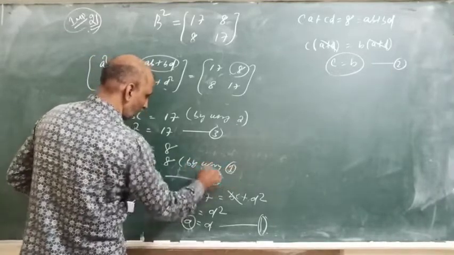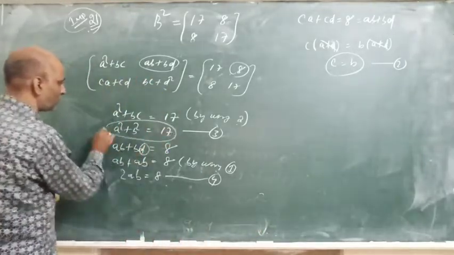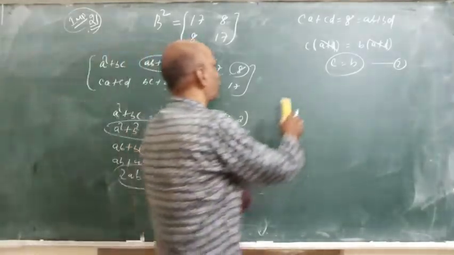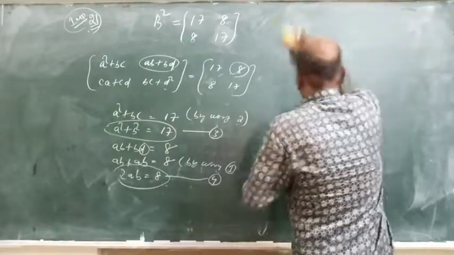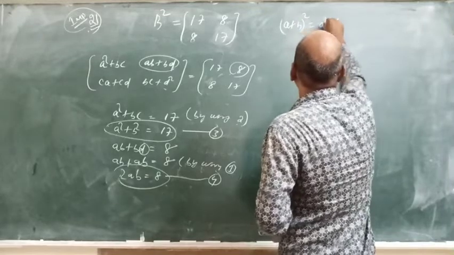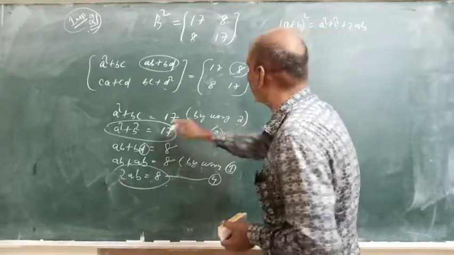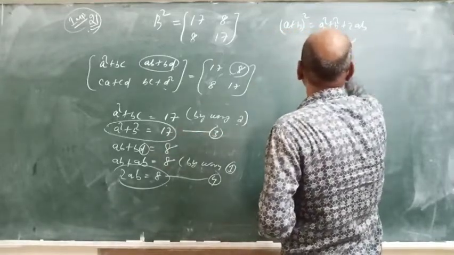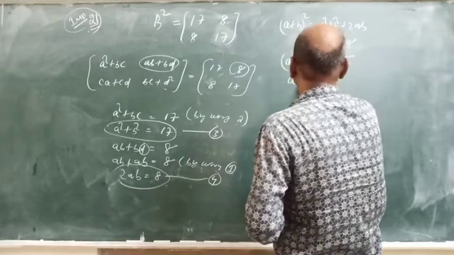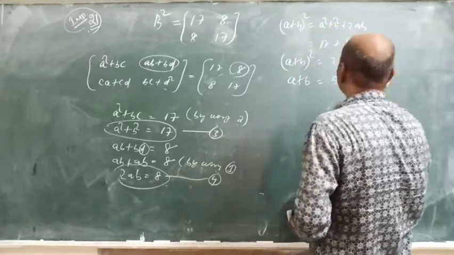Okay, now what are we getting? a square plus b square is equal to 17, and 2ab is equal to 8. Now using these two, we have (a plus b) whole square is equal to a square plus b square plus 2ab, which is equal to 17 plus 8. (a plus b) whole square is equal to 25. a plus b is equal to 5, equation 5.